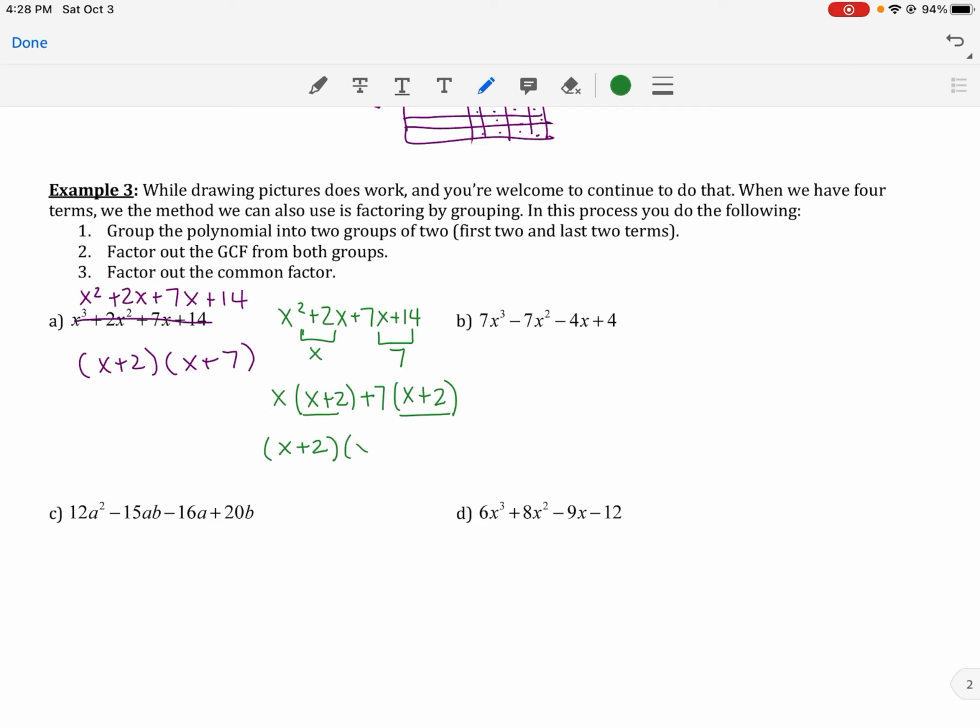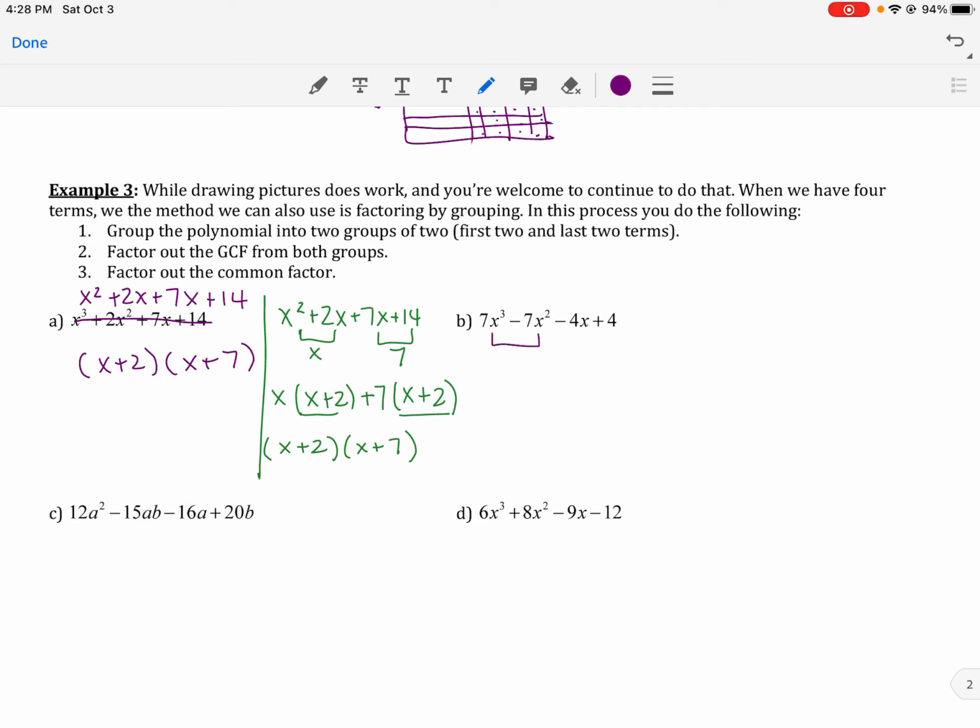And what are you left with? You're left with an x plus 7. So you can almost think about that x and the 7 will distribute to x plus 2. So that's another way to think about it. And this process that we just did over here on the right will work for these other examples.